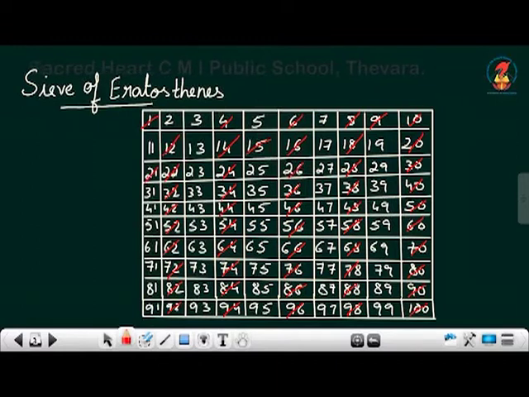3 7s are 21. 3 8s are 24. 3 9s are 27. 3 10s are 30. 3 11s are 33. 3 12s are 36. 3 13s are 39. 3 14s are 42. 3 15s are 45.